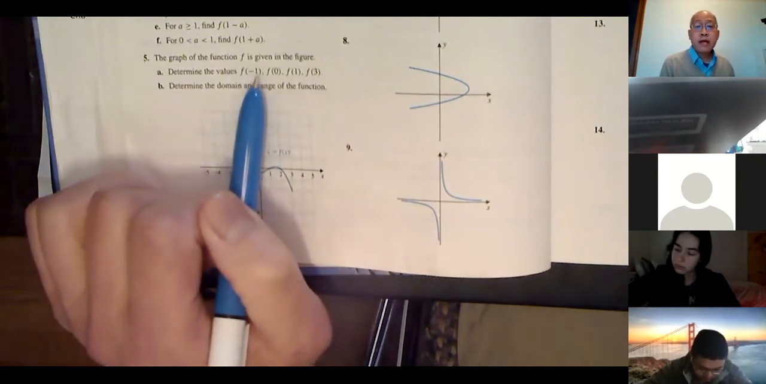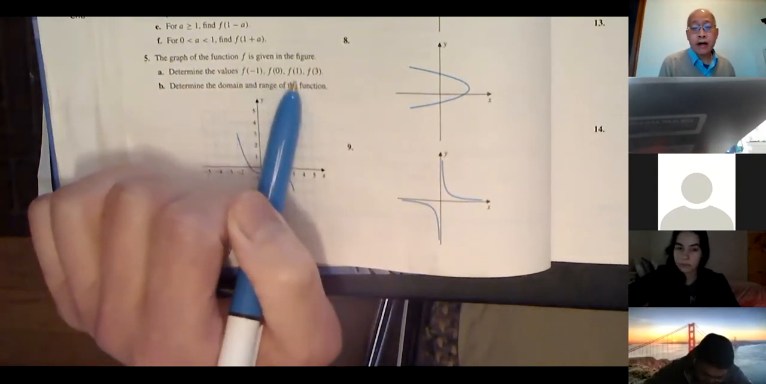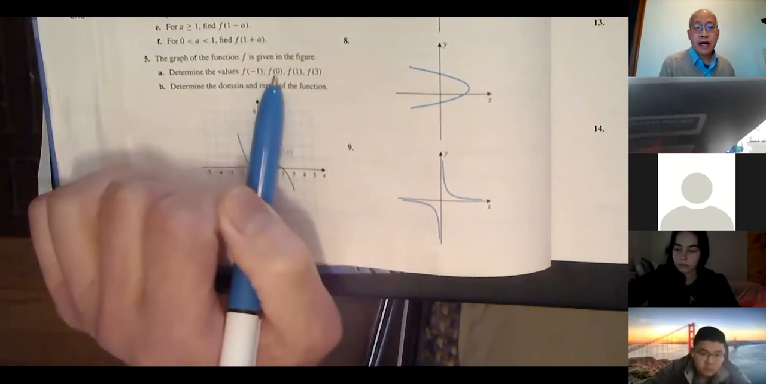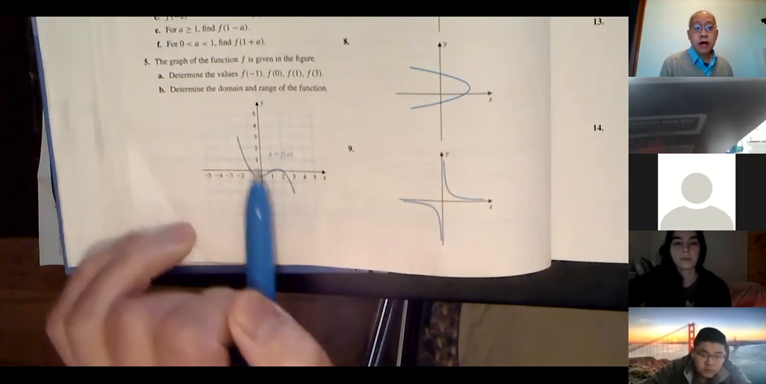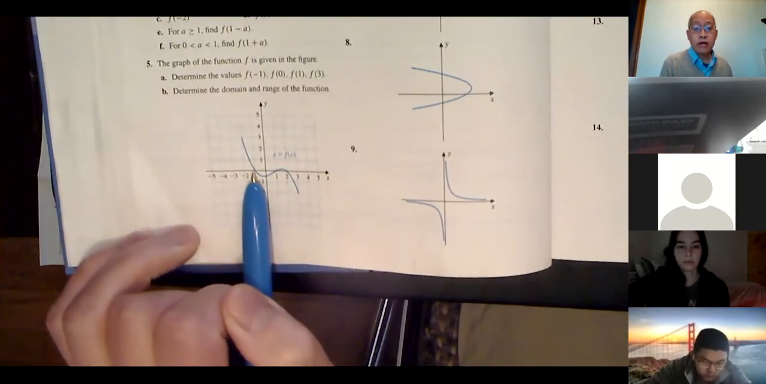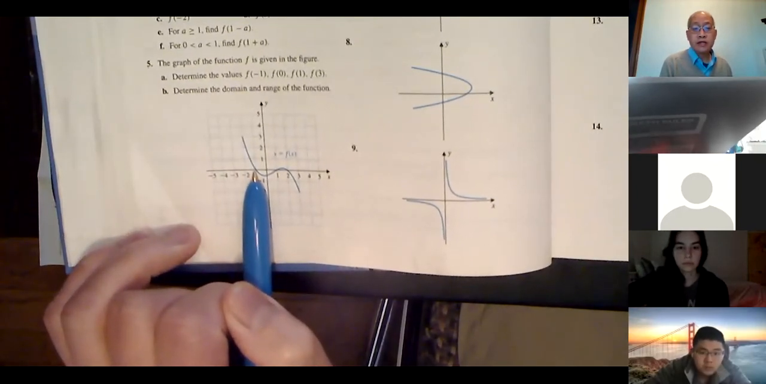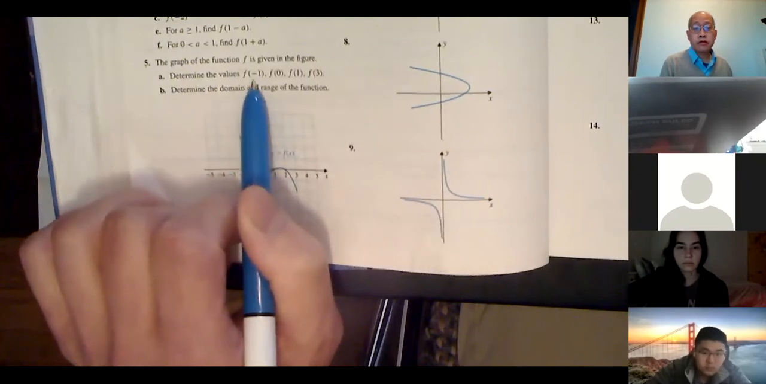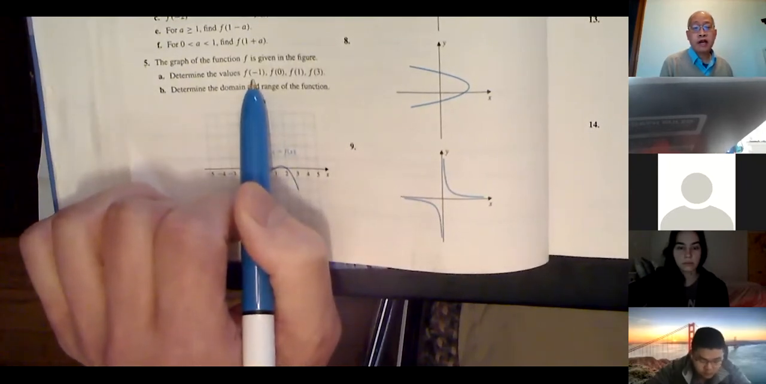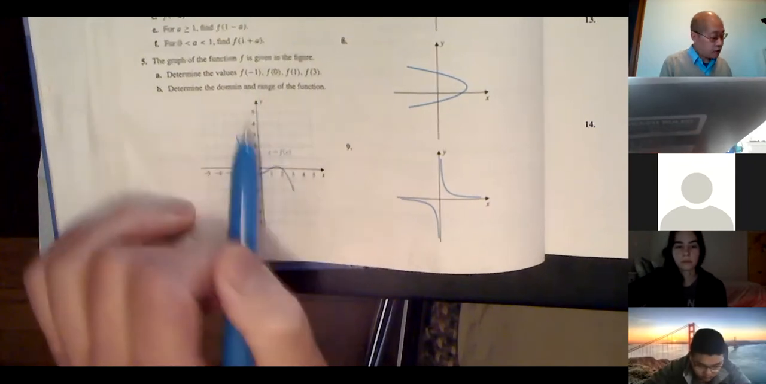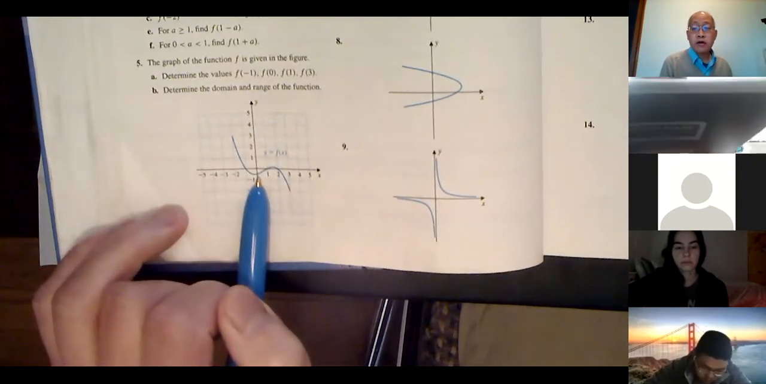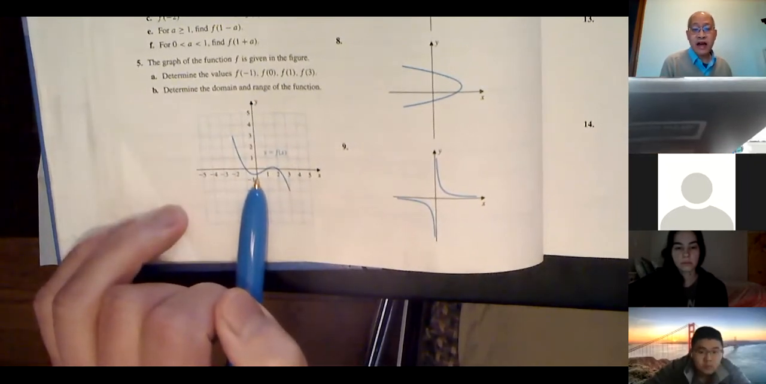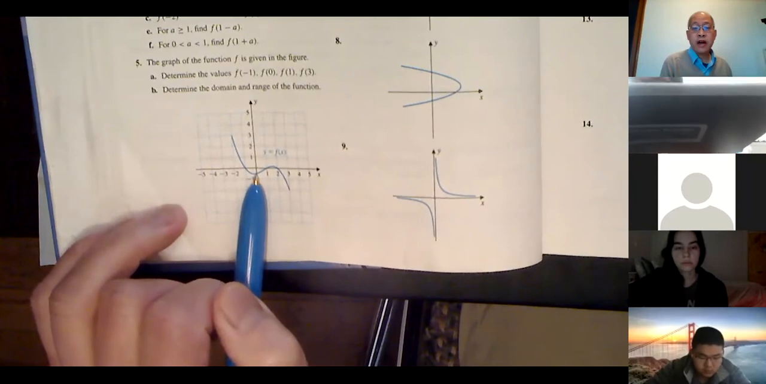Okay, that means inside the parentheses, these are x values, right? So pretend that's x, that's x, that's x, and you're figuring out what the y coordinate is. That's all. So f of -1, I go to -1. The y coordinate looks like it's 0. So the answer to the first one is 0. f of -1 equals 0. Then it asks for f of 0. In other words, when x is 0, what's y? So that kind of looks like -1/2. So I'm going to go with -1/2.